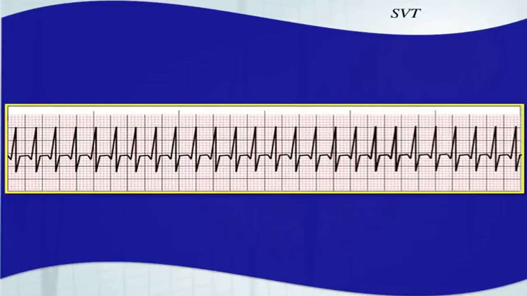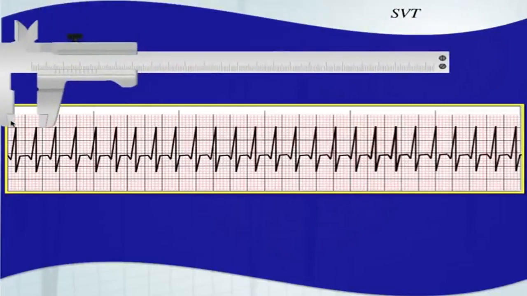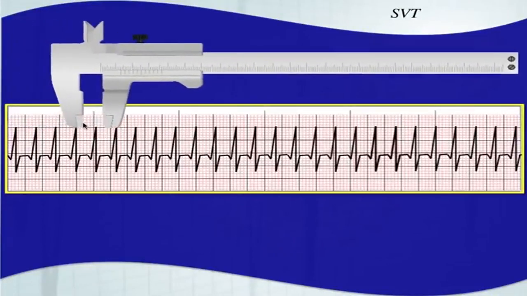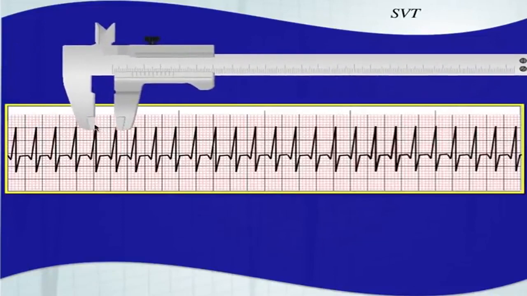So here's an example of SVT. Notice you don't see any P waves. It's very fast. This rhythm is super fast. And you'll see that it is extremely regular. There's no irregularity amongst this rhythm.